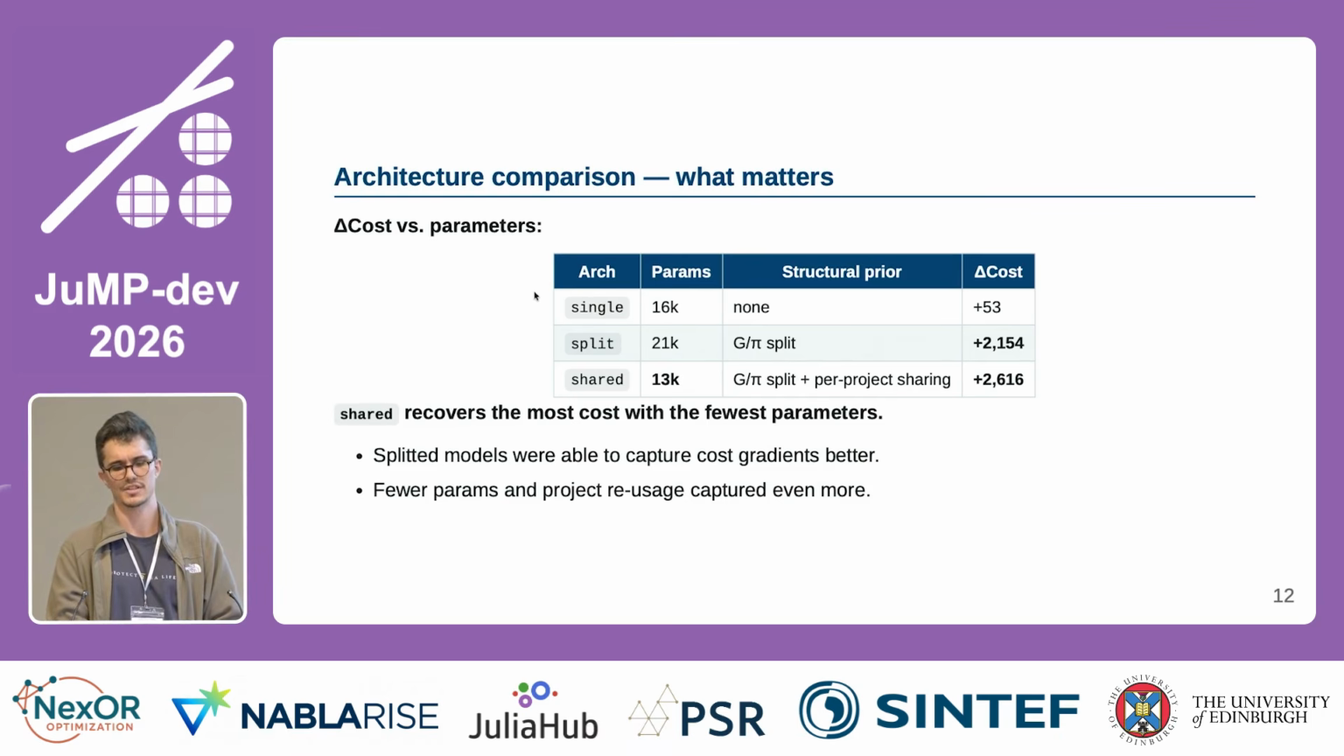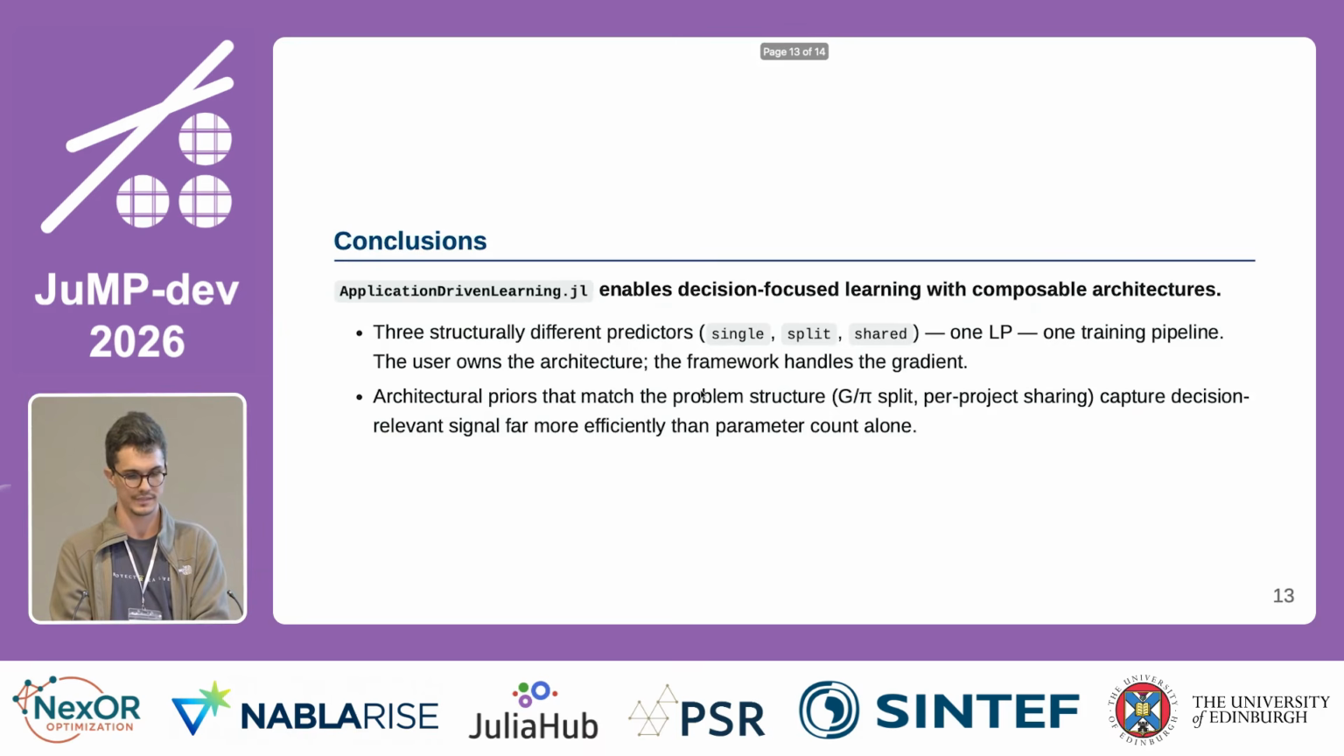Just one additional discussion about the number of parameters. With these composable architectures, we can reduce the number of parameters, and this is one hypothesis why the shared model showed better improvements than the split model. It has much fewer parameters because we are reusing the same parameters for all the three projects. And this is also a benefit of this feature.